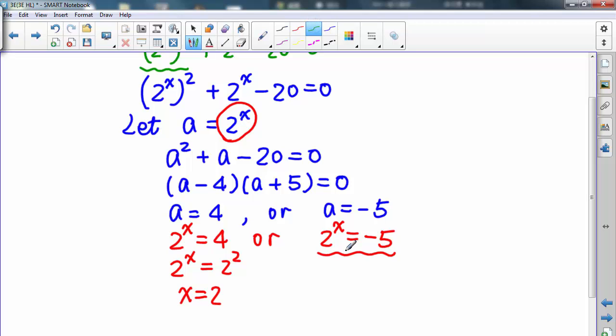So later on you will know, no matter what the x value is here in the exponent for a power, 2 to the power of x will never be a negative value. So we say this one is a reject. Or you can say the equation should be rejected. There is no solution for this equation. Okay, this is example 3.